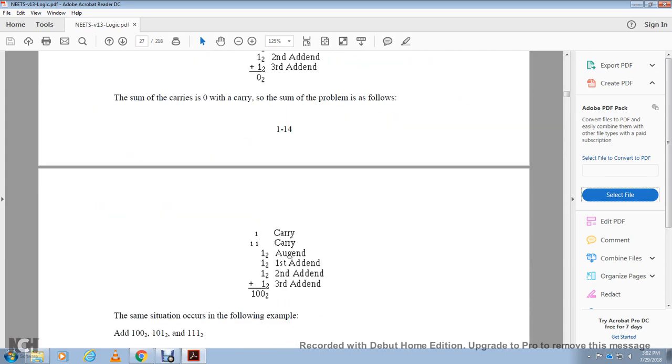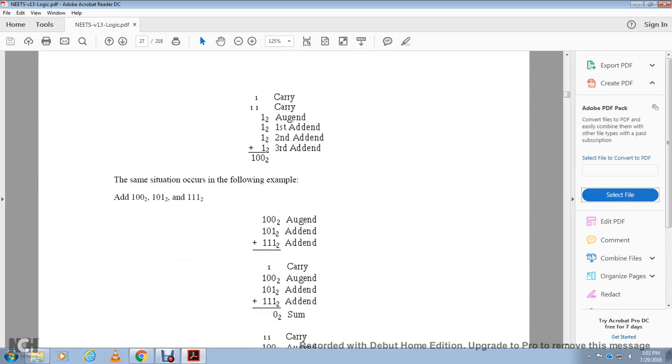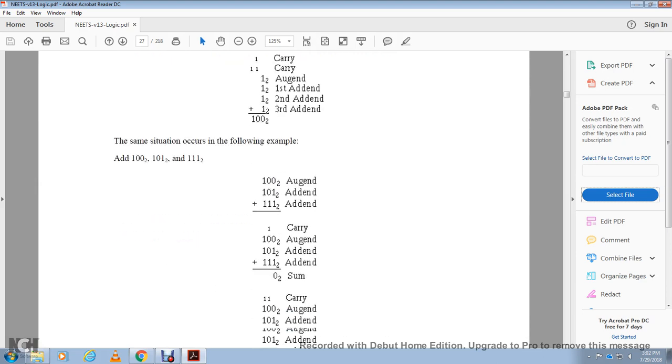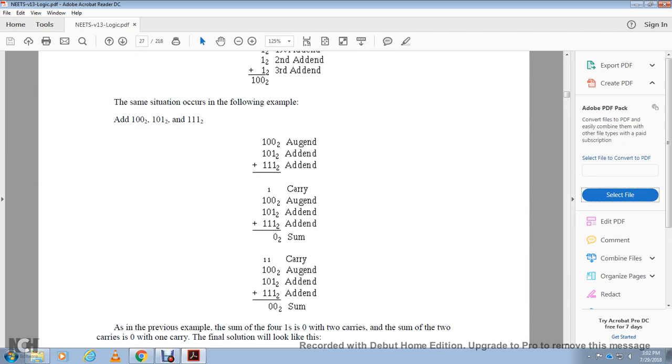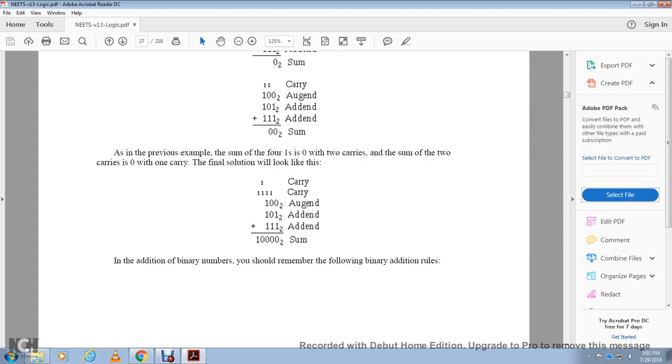You get 100 base 2. The same situation occurs with the following: 100 base 2, 101 base 2, 111 base 2. You carry the 1, you carry another 1, and then you'd have 10,000 base 2 as the sum.